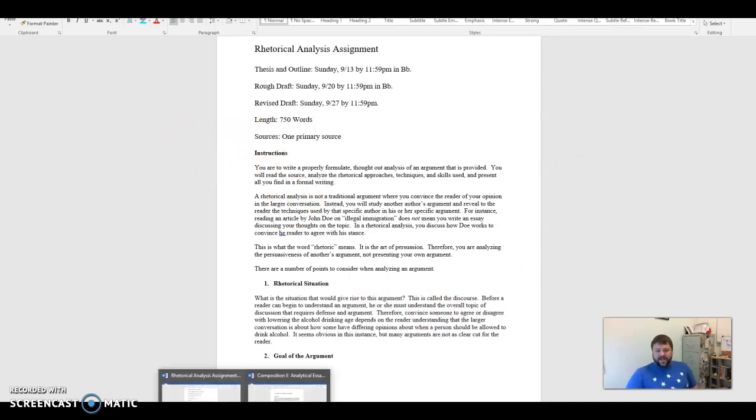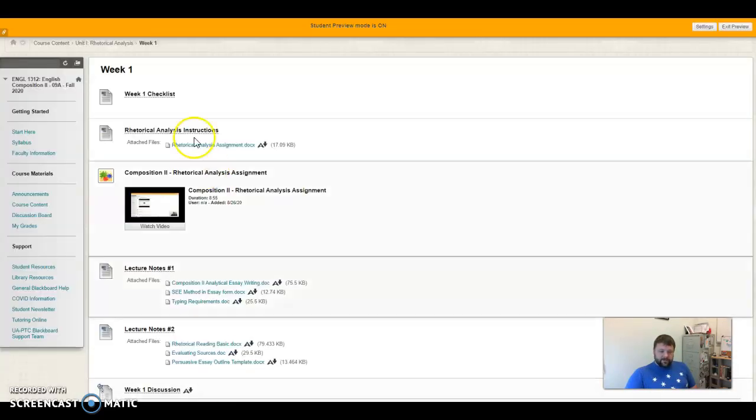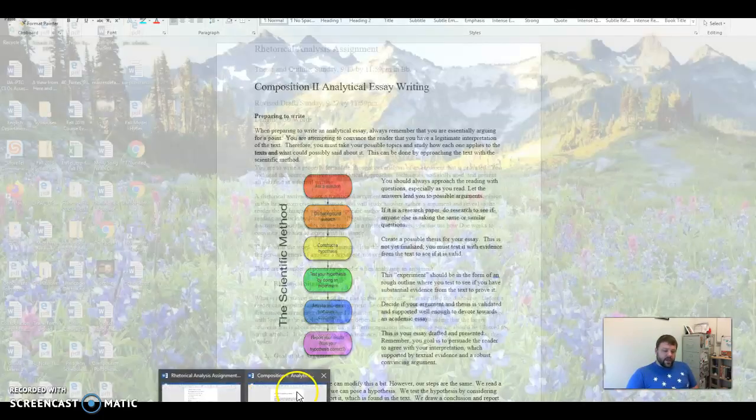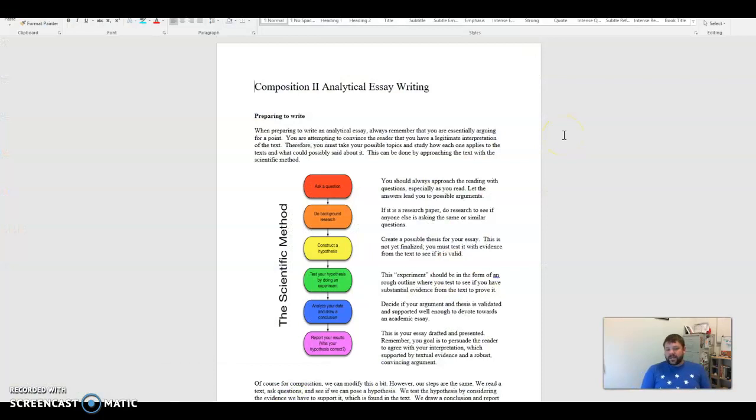Of course, you may be asking, what the heck is an argument? If we go back over here to Blackboard for just a second, you'll notice in Lecture Notes 1, it's the Composition 2 Analytical Essay Writing document. That document talks about what an argument is and how you go about putting an argument together. This will help us later with argument, but it also gives you an idea as to what an argument is.